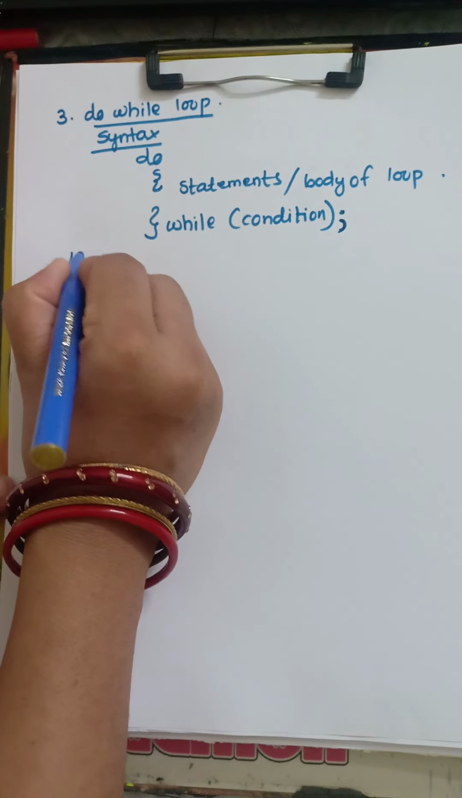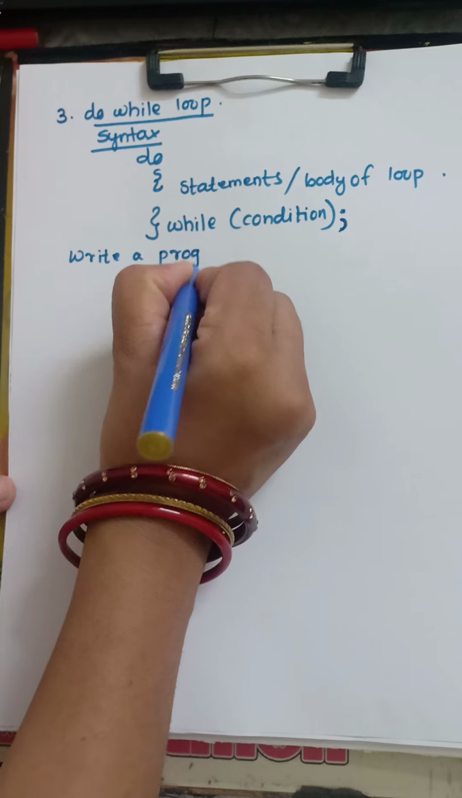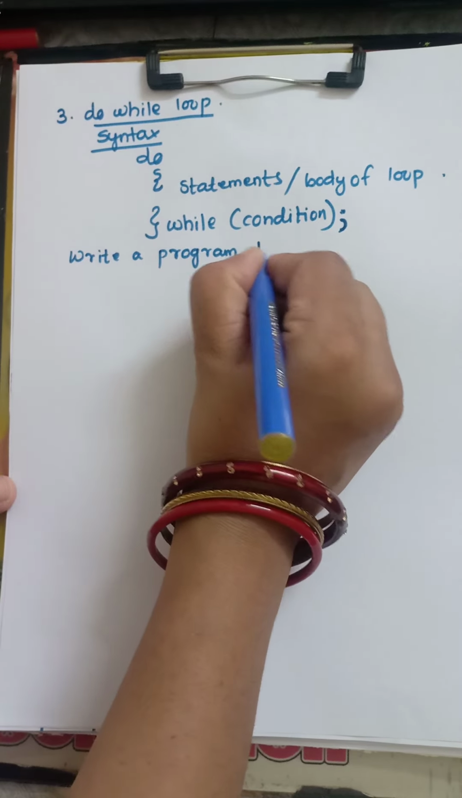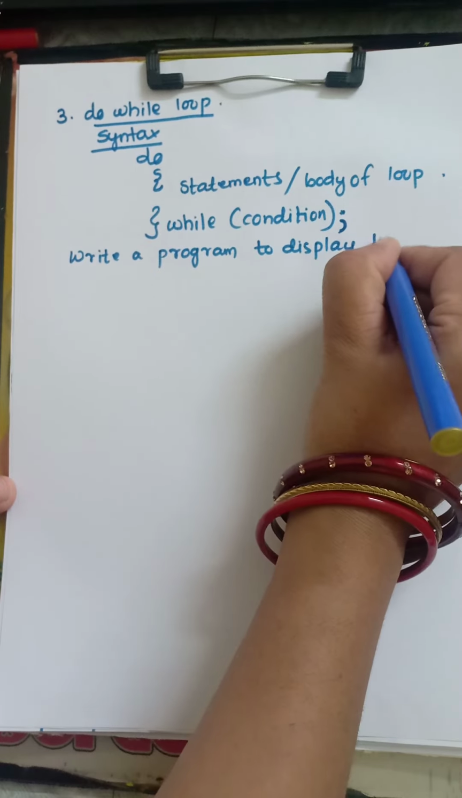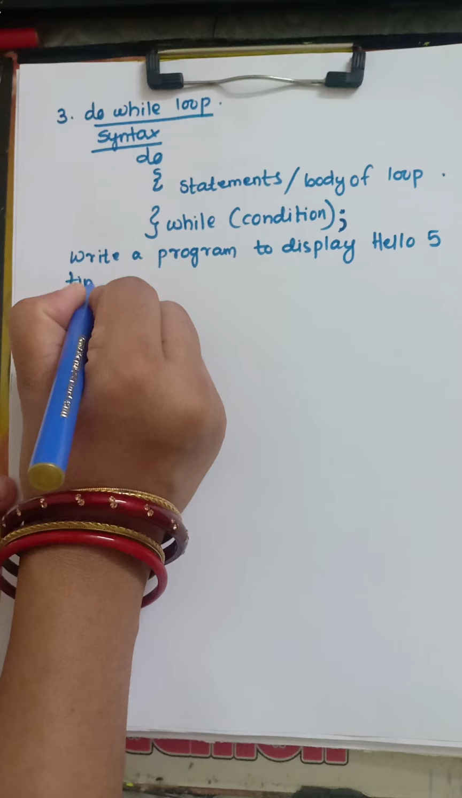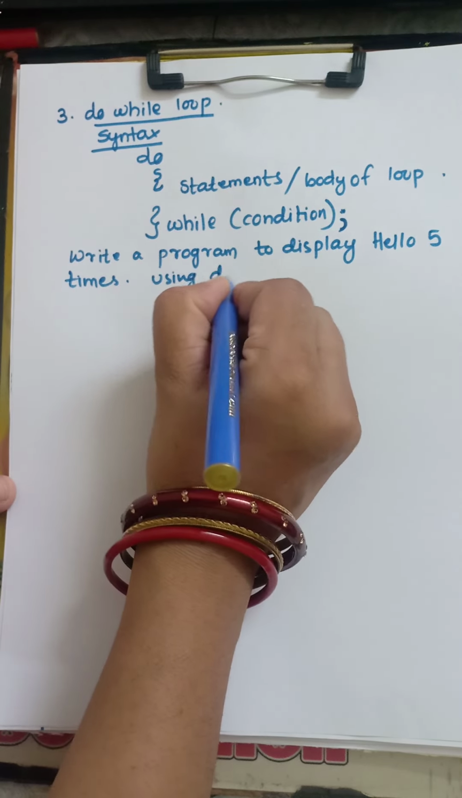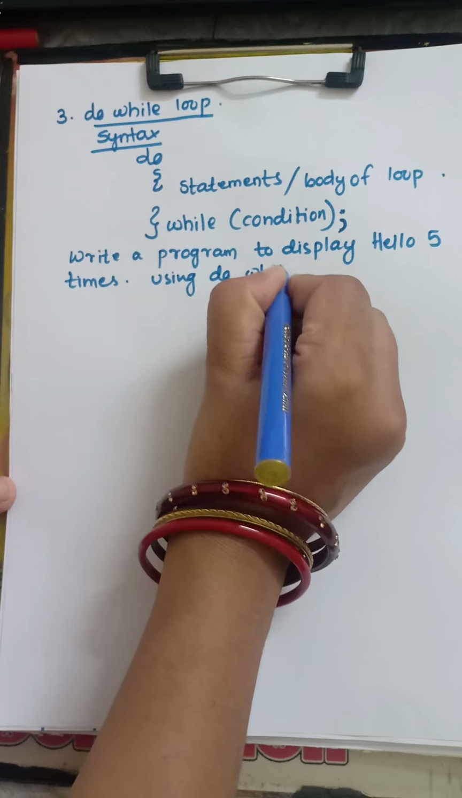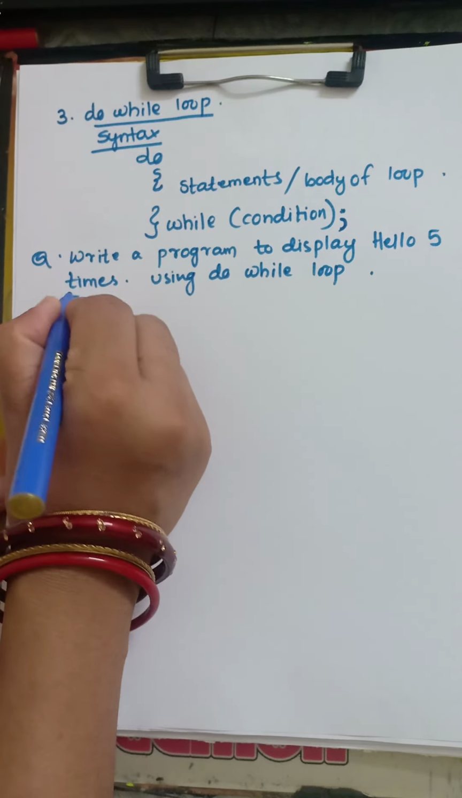So now we write a program to display hello 5 times using do and while. Now we write the program.